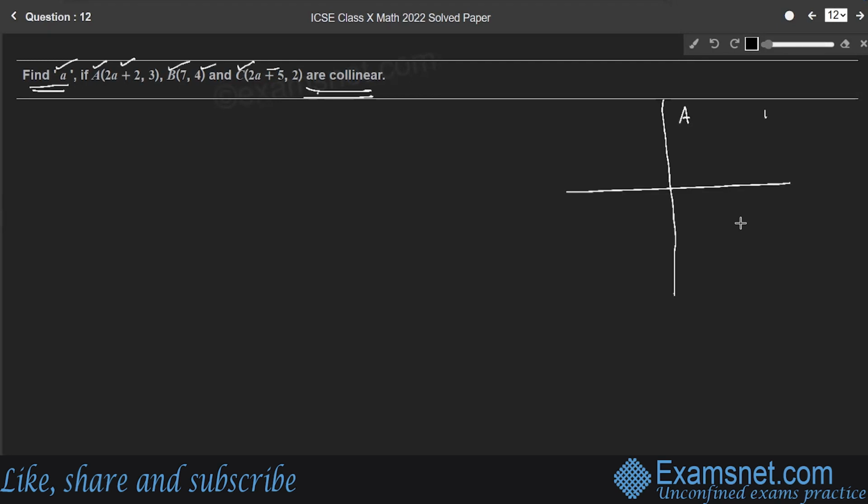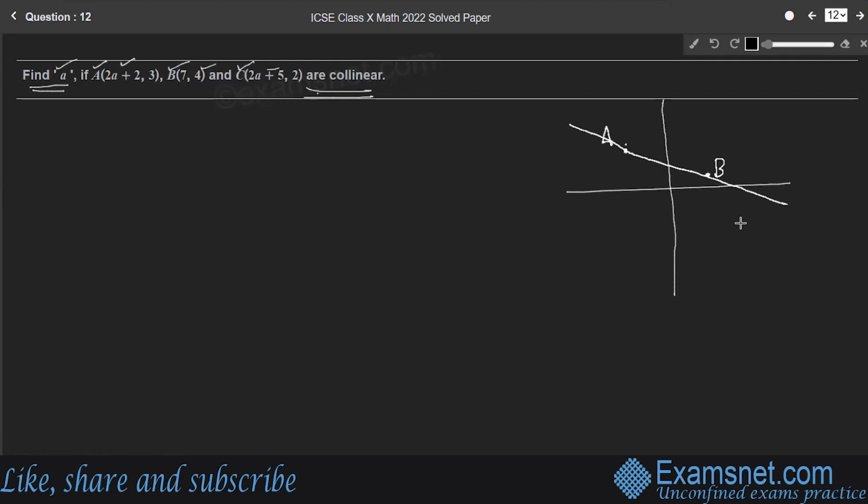Points A and B, right? Which are collinear. So any 2 points, wherever you can consider. I'll consider point A somewhere here, point B somewhere here, right? So these 2 points are on the same line. The meaning of collinear is that 2 points are on the same line, right?